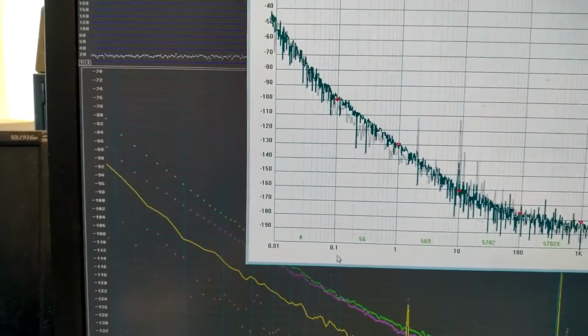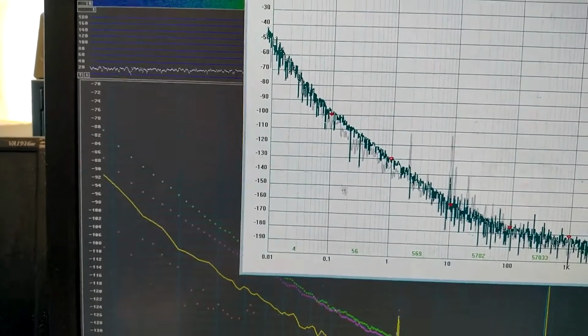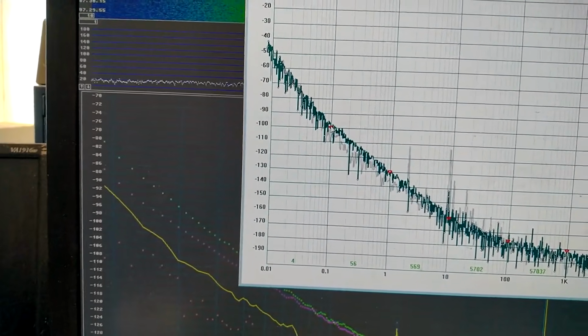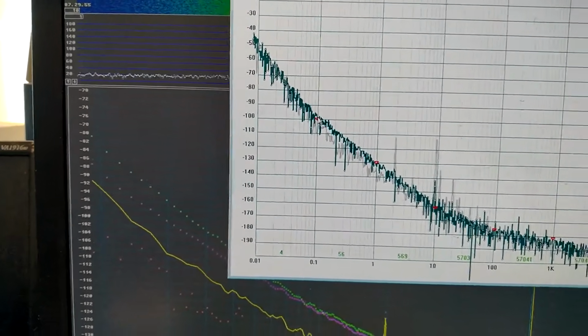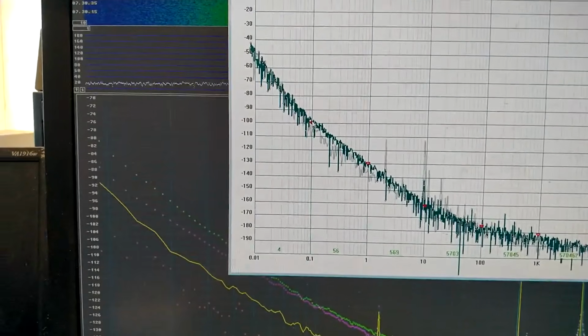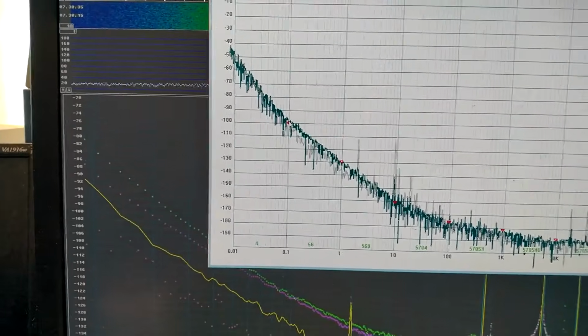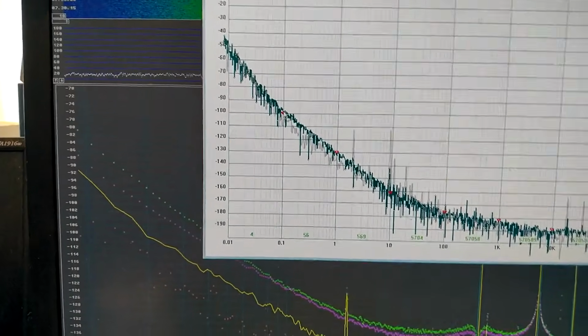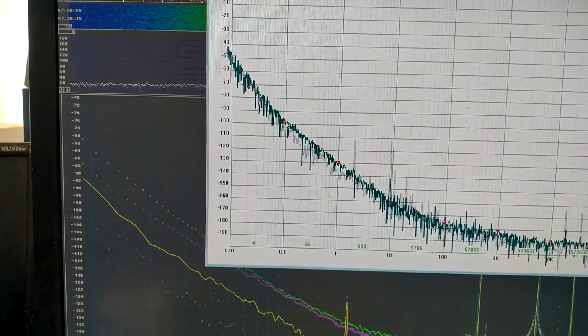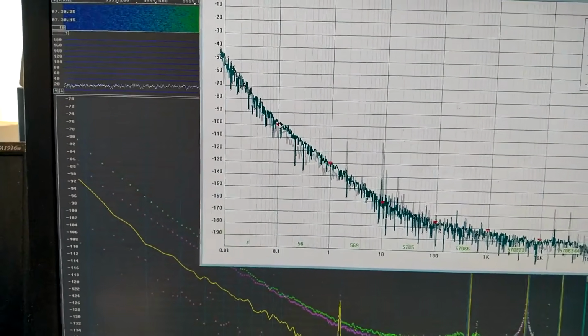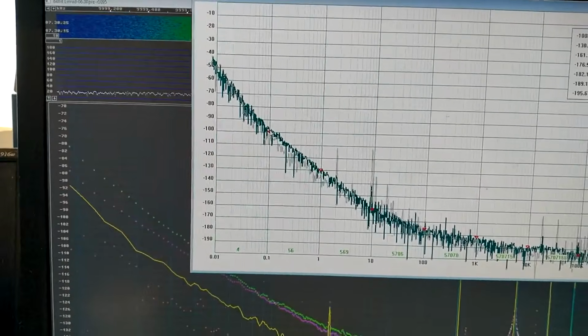And the PN2060 at 0.1 Hertz shows minus 99 or so. Maybe the time constant is not long enough for the phase locking to the rubidium source. I will increase that to see if the difference between the measurement systems becomes smaller.